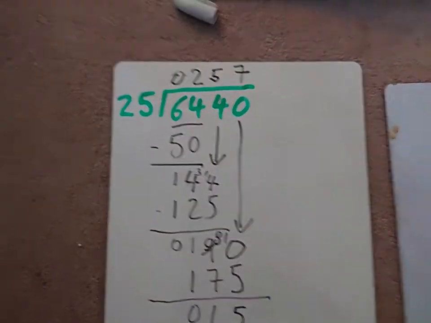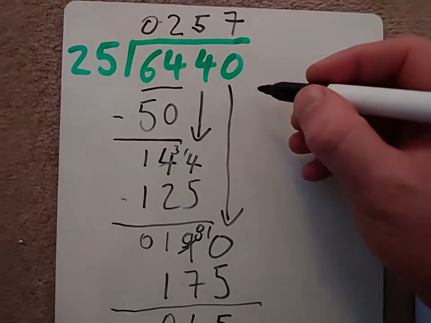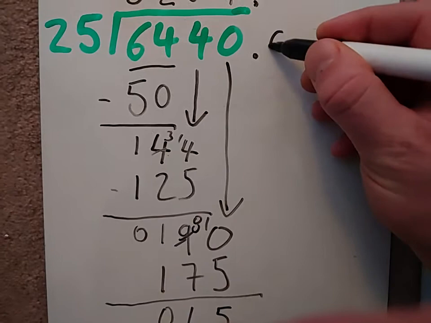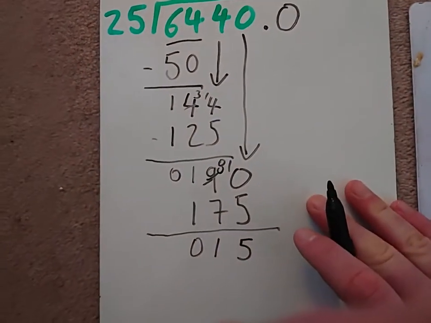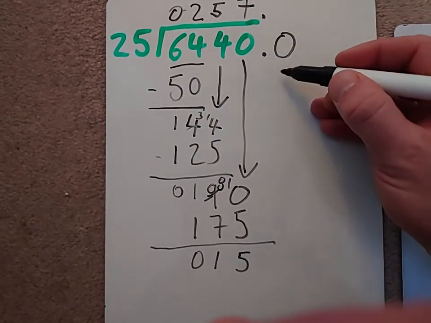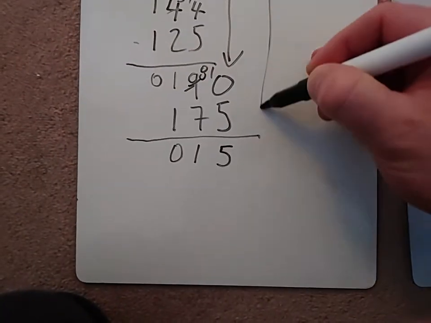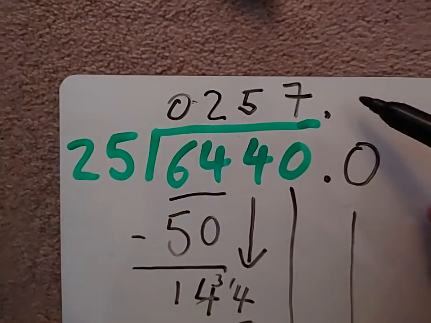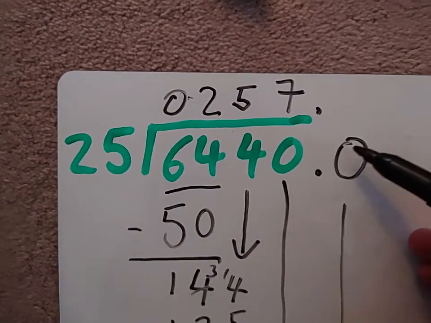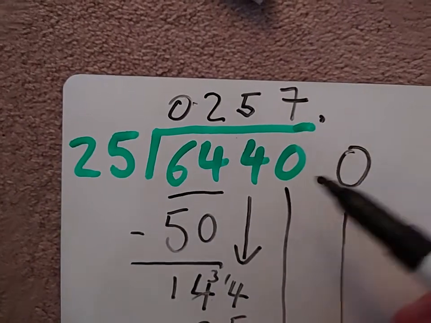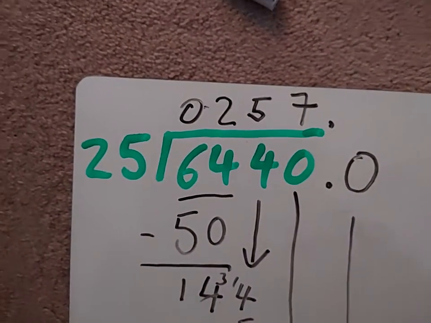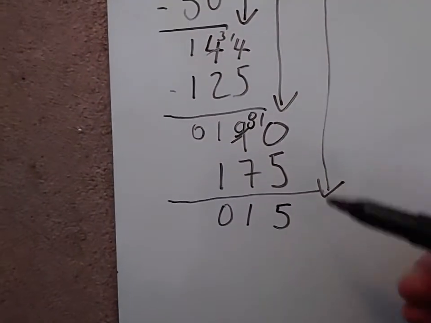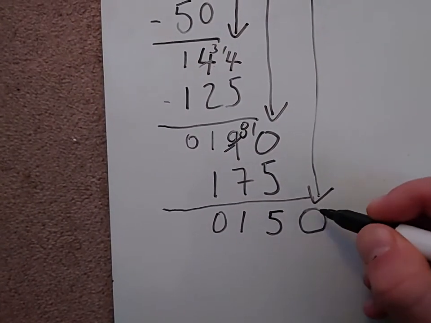Okay, but I don't want to write remainder 15 there. Instead, I'm going to start adding some decimals. Okay, so now I've got a 0 that I can bring down. All I've done is I've added a decimal to each one, and to find out what this decimal is, I've now got an extra digit, which is 0, because remember, 6440.0 is exactly the same as 6440. This 0 is just going to help me out. So I brought that down, so now I've got 150.